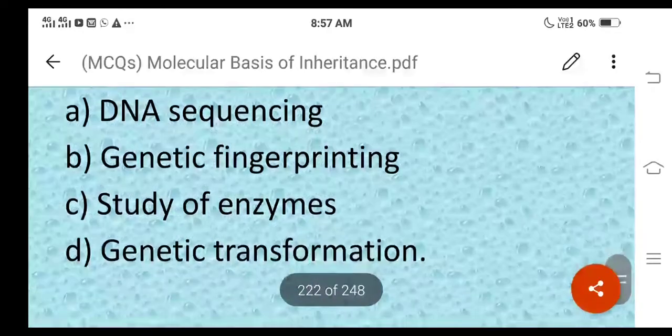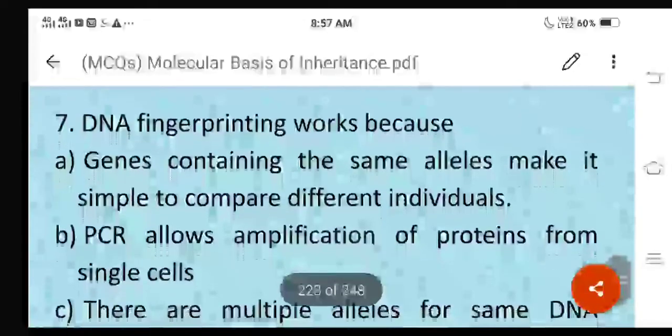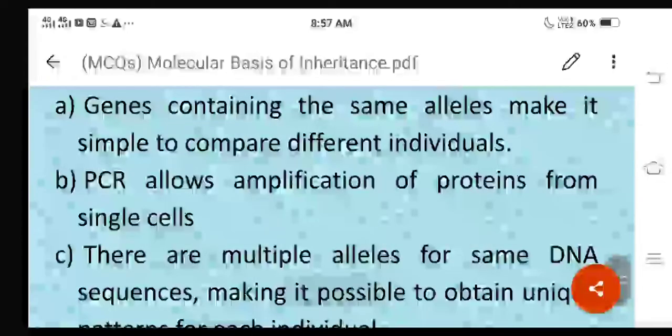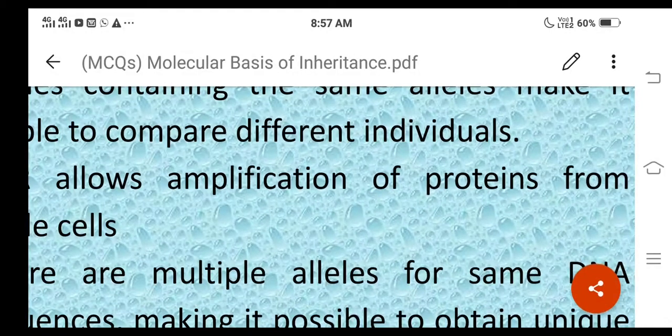Okay, then let us move on to the next question. Question number 7. DNA fingerprinting works because... The different options are like this. Option A, genes containing the same alleles make it simple to compare different individuals. Option B, PCR allows amplification of proteins from single cells. Then the next one is, there are multiple alleles for same DNA sequences, making it possible to obtain unique patterns.